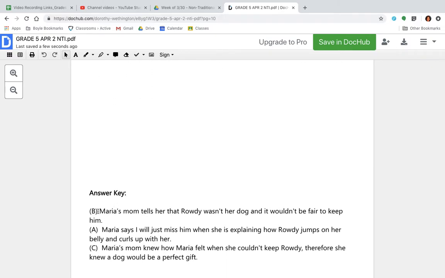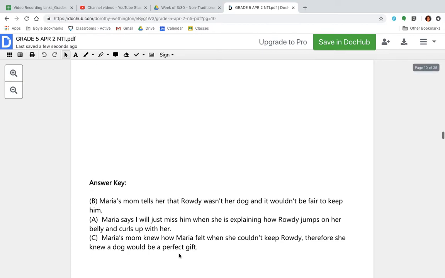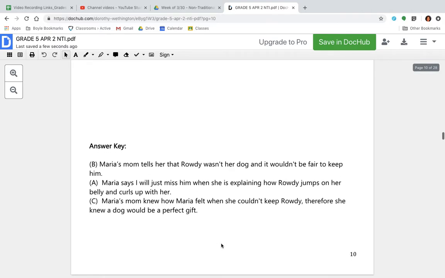Answer key: B. Maria's mom tells her that Rowdy wasn't her dog, and it wouldn't be fair to keep him. A. Maria says, "I will just miss him," when she is explaining how Rowdy jumps on her belly and curls up with her. And C. Maria's mom knew how Maria felt when she couldn't keep Rowdy, therefore she knew a dog would be a perfect gift.